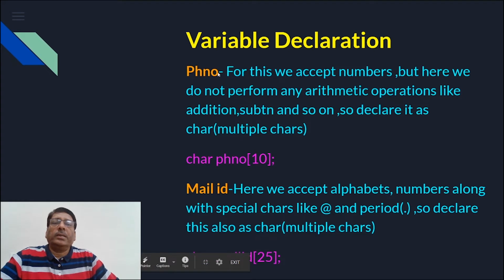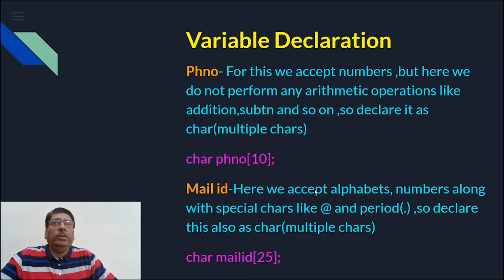Similarly, when you want to accept phone number, here when you talk about phone number, definitely we are going to accept only the numbers. But when you accept a phone number, you may not perform any arithmetic operation with the help of a phone number. So you may not perform addition of phone numbers, subtraction and so on. So when you do not perform any arithmetic operation, you can declare this also as character. As we said, any key on a keyboard can be considered as character. So you can write character, phone number, and you may have the number of digits you can specify over here as 10.